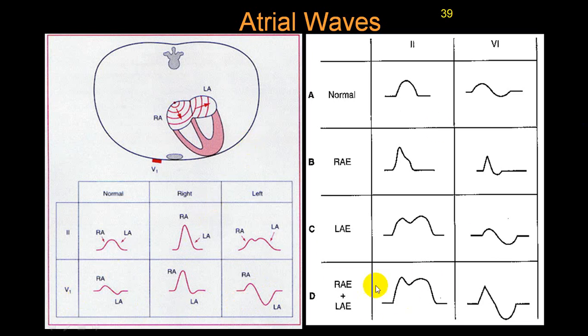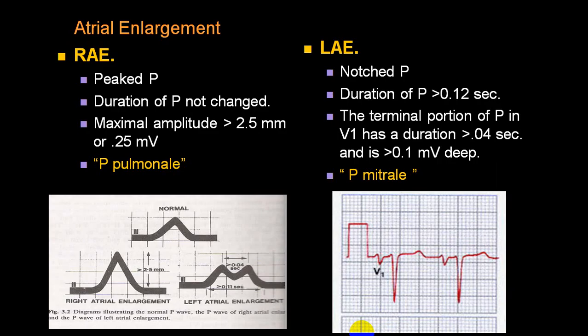And when you get a biatrial enlargement, depending upon which chamber is more enlarged, if the right chamber is enlarged, you will have a first component tall, followed by a second component, and you will have both a positive wave and a negative wave because of RA and LA in V1. So this is the way you try to look for P wave shape in lead 2 and V1 for right atrial enlargement, left atrial enlargement, and biatrial enlargement.